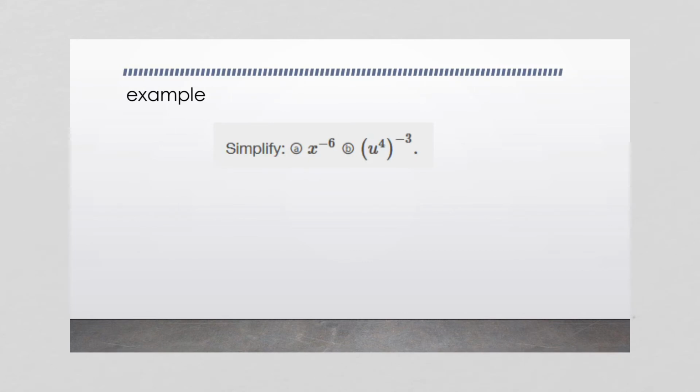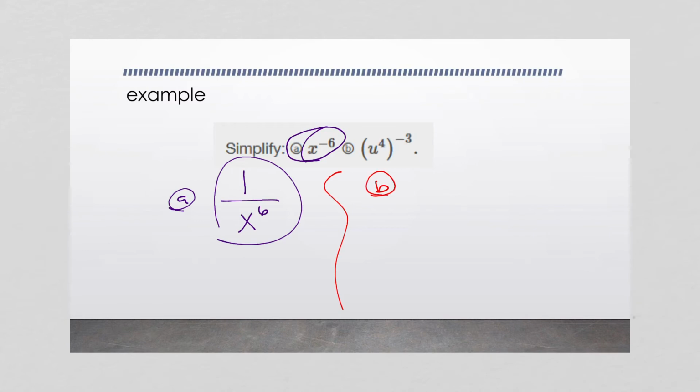All right, let's take a look at this one. We've got x to the -6 power. I don't know why I circled the a. Anyways, on part A, it would be 1 over x to the 6th power. And that's the best we can do with this. We can't do anything else to it. On part B, remember, we've got a power raised to a power, so that means we have to multiply the powers together. So we've got u to the -12th power. And then we can't leave it with a negative exponent. It's not fully simplified with a negative exponent. So we've got 1 over u to the 12th power. There we go. We're done.